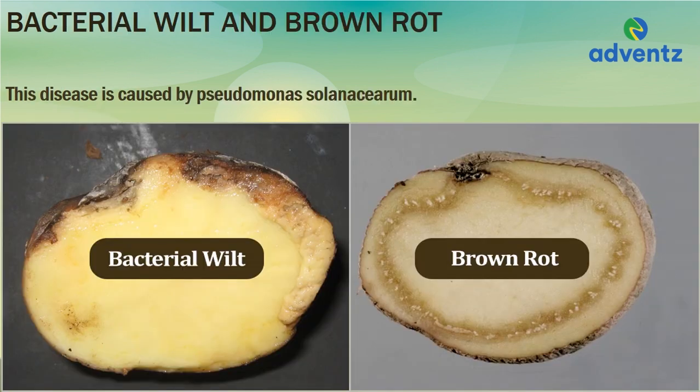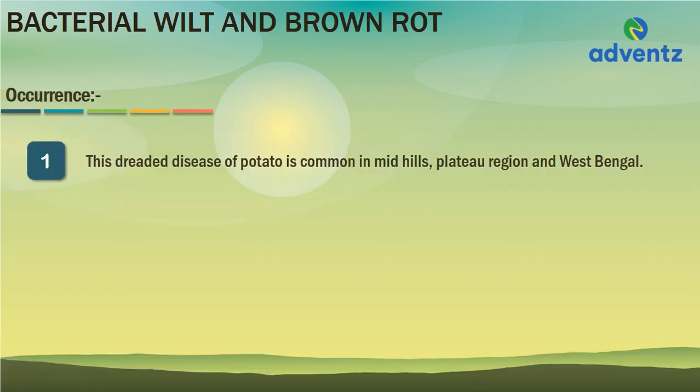The fourth disease that we will study is called bacterial wilt and brown rot. It is a bacterial disease caused by Pseudomonas solanacearum. We can see the images of bacterial wilt and brown rot on the screen. Where does bacterial wilt and brown rot occur? This dreaded disease of potato is common in Mid-Hills, Plateau region and West Bengal.